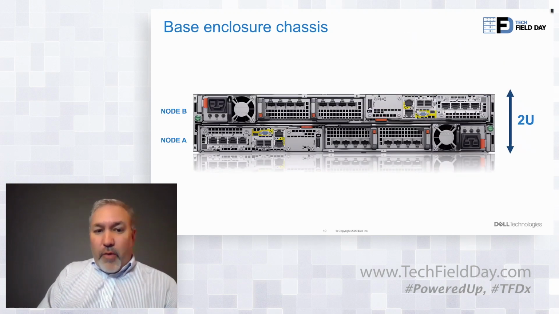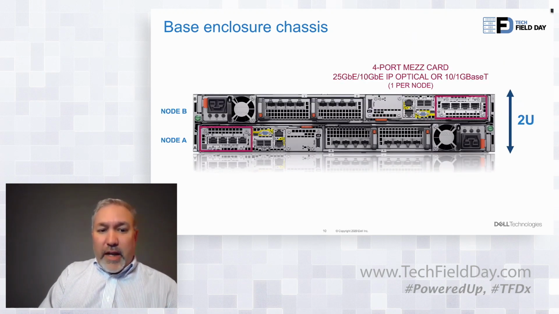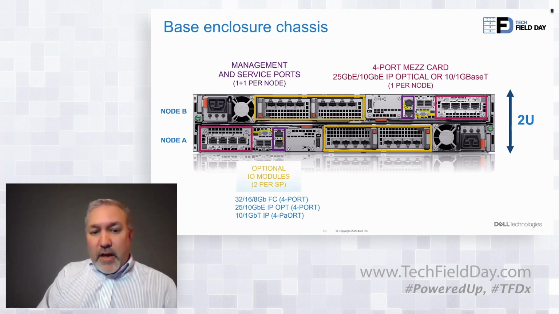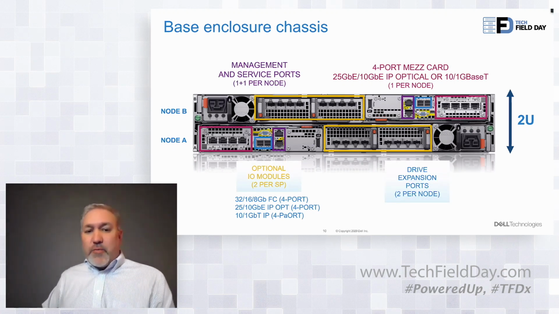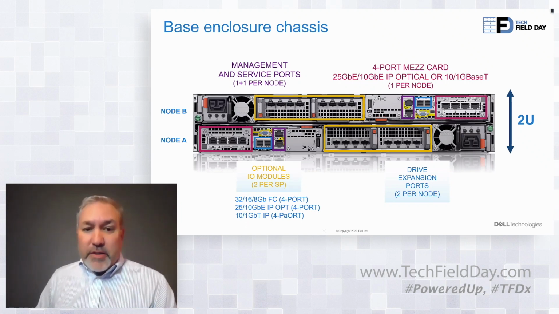If we flip it around, you'll see this is where we get into the controller sets on the backside and the expansion ports and connectivity options. If you'll notice the purple color, what's labeled here as the 4-port MES card, that's an embedded module that's there in every base configuration. It comes with that MES card. That is an IP-based module. We can support copper-based 1 or 10 gig, so you can do base T configurations, or that can be an optical module supporting 10 or 25 gig options.